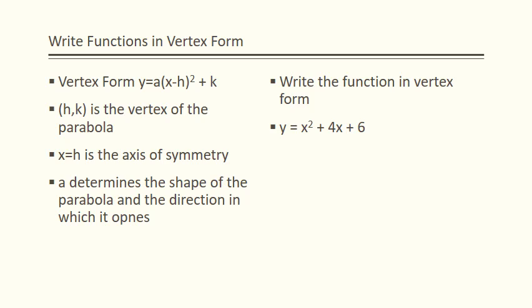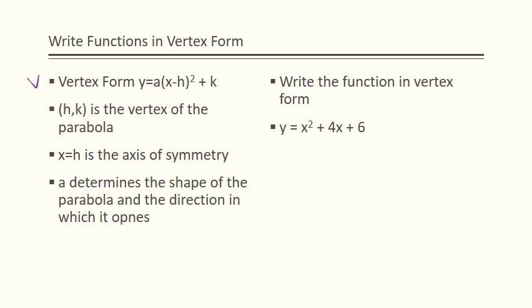Now, we see here that vertex form is y equals a times (x minus h) squared plus k. In this, the values of h and k represent the vertex of the parabola. When x equals h, that is the axis of symmetry. And the coefficient a determines the shape of the parabola and the direction in which it opens.